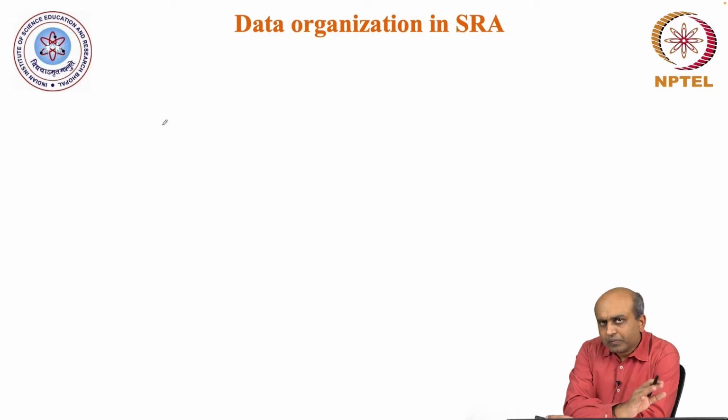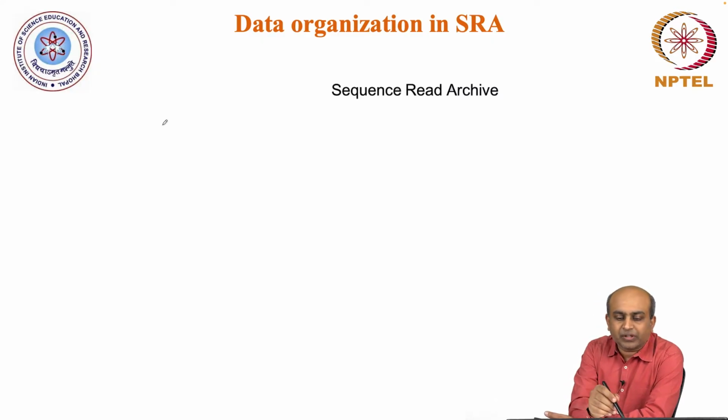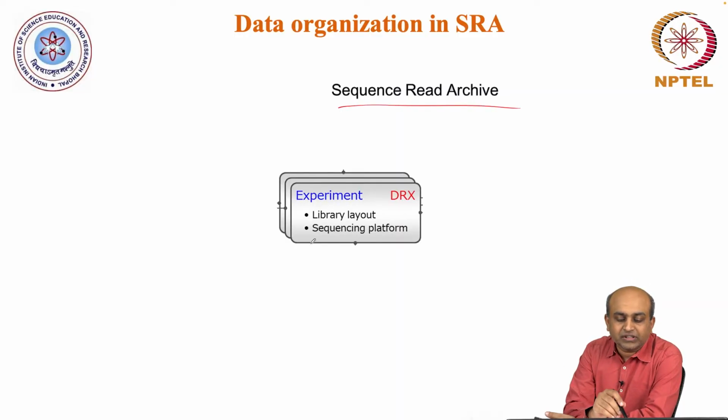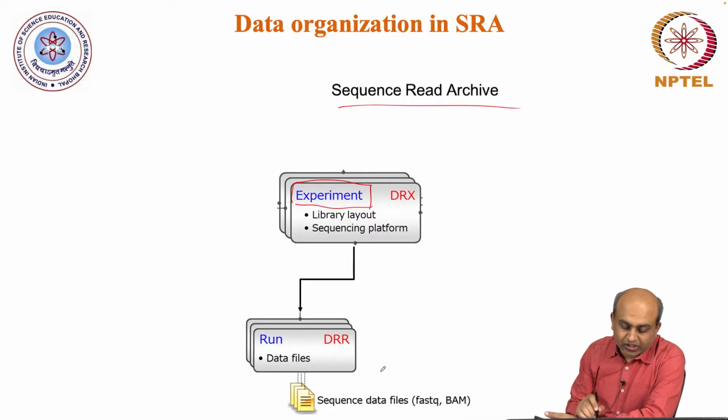Right. So we talked about data organization in SRA earlier as well. So we said, okay, there is the Sequence Read Archive, and in the Sequence Read Archive all the data is stored in the form of experiments. In each experiment you can have multiple runs. Each run could be a pair of fastq files or a BAM file.